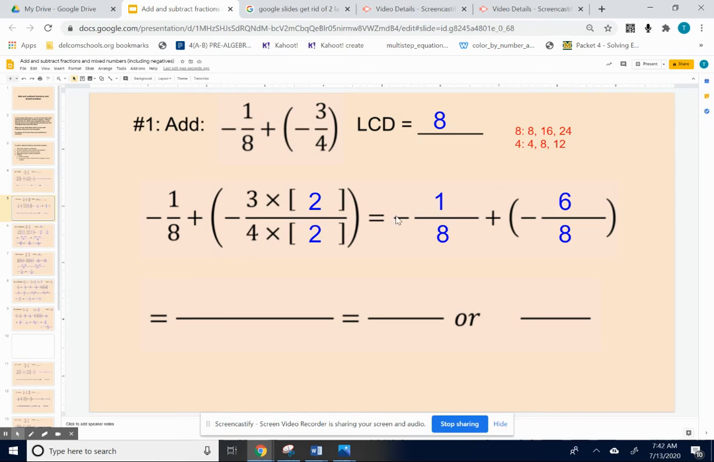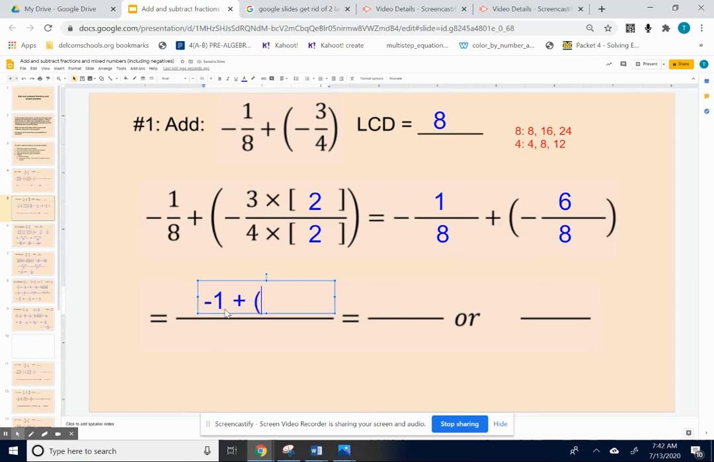Okay, you should have typed in negative 1 plus negative 6 all over the 8. Okay, negative 1 plus, you don't have to really put parentheses if you don't want to, it just makes it look better. Negative 1 plus negative 6 over 8. Okay, go ahead and finish. Add the tops and then simplify. Remember, we told you there were 2 different ways you could write the answer.